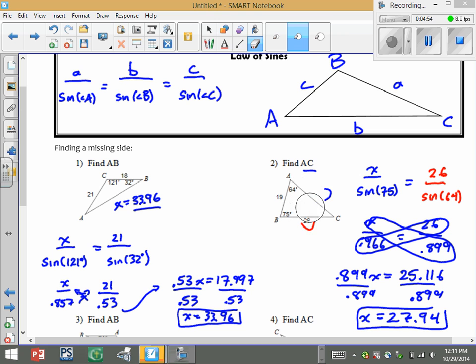Look back at the triangle. Let me erase all my markings from before. Does 27.94, about 28, go well with these other two sides, 26 and 19? 27 fits very well with it.